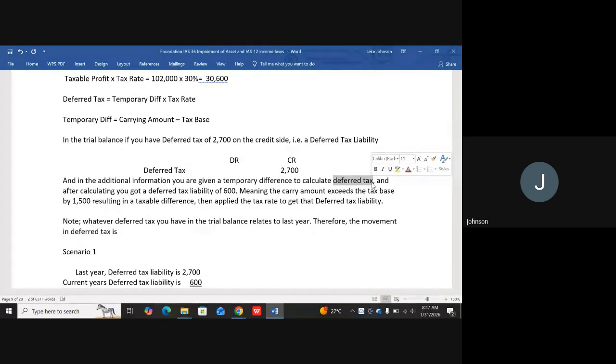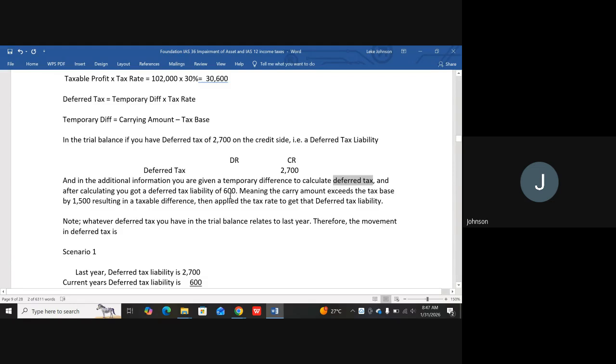We give you the kind of deferred tax that you're going to have. Are you going to have a deferred tax asset, or a deferred tax liability? In the additional information, you are given a temporary difference to calculate the deferred tax. And after calculating, you got a deferred tax liability of 600. So I'm just giving an illustration.